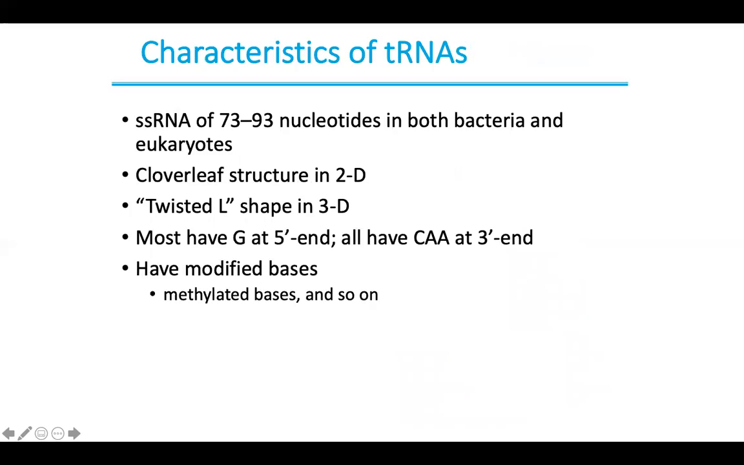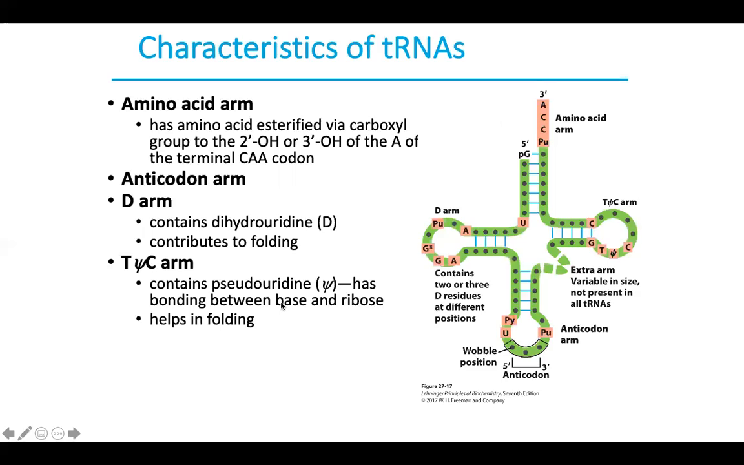So let's move on to the characteristics of the tRNAs. It is a single-stranded RNA of 73 to 93 nucleotides in both bacteria and eukaryotes. It has a clover leaf structure in 2D, but it has a twisted L shape in 3D. Most have G, or guanosine, at the 5' end, and all tRNAs have a CCA at the 3' end. And they have modified bases, usually methylated bases and so on.